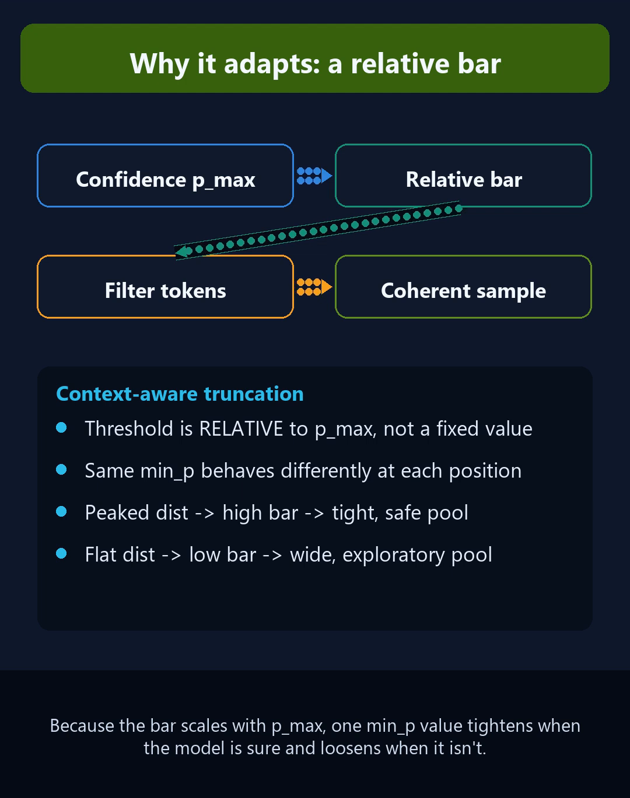The real magic is that the threshold is relative, not absolute. Because it scales with the model's own confidence, the same MinP value behaves differently at every position in the sequence. A peaked distribution gives a high bar and a tight, safe pool of tokens. A flat distribution gives a low bar and a wide, exploratory pool. One parameter delivers context-aware truncation, adapting from token to token.